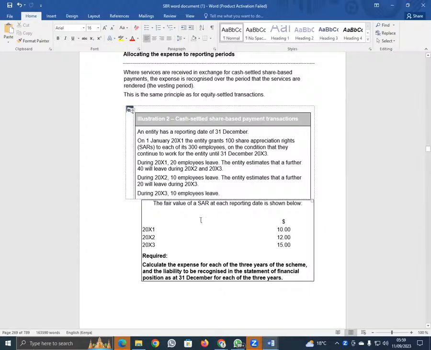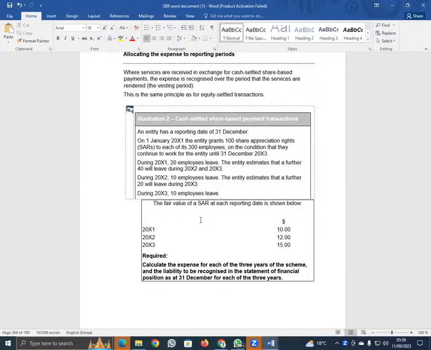The fair values of a share appreciation right at each reporting date, because this is that right that we're giving our employees, that should the share appreciate, we shall give you a bonus. Share appreciation rights are a bonus-based kind of payment. So here you can't tell me that you look for fair value as at the grant date. You can't work with fair value as at the grant date. No, we refuse that.